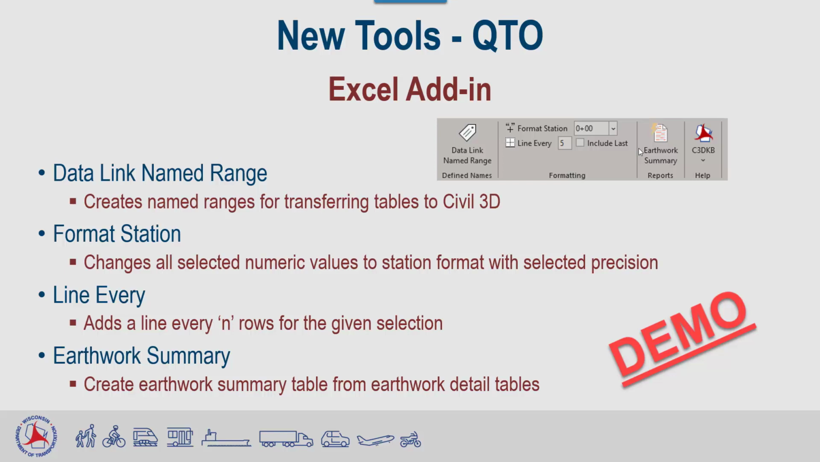This add-in includes a number of tools. One, to quickly create data link named ranges for creating tables in Civil 3D. One for quickly formatting station values out of numbers, and one for adding lines for your tables. And then finally, the earthwork summary. Let's focus on the summary.